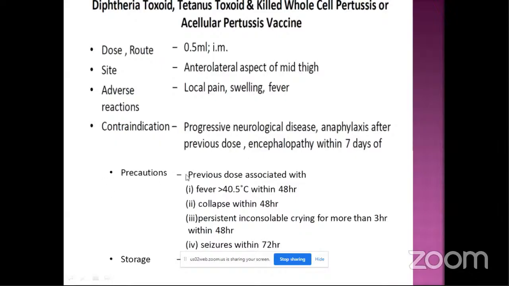Now we are going to see what the precautions are. In this case, we can administer the vaccine, but we have to keep it as a caution, so we have to keep observing the child for a certain period of time. In this case, the previous dose was associated with fever more than 40.5 degrees Celsius within 48 hours, or collapse within 48 hours, persistent inconsolable cry for more than 3 hours within 48 hours, or any seizure episode within 72 hours.